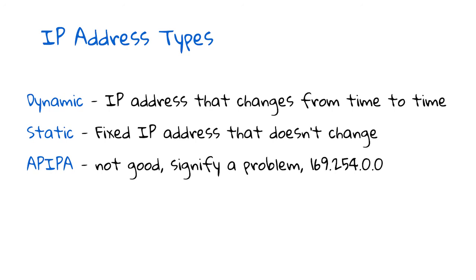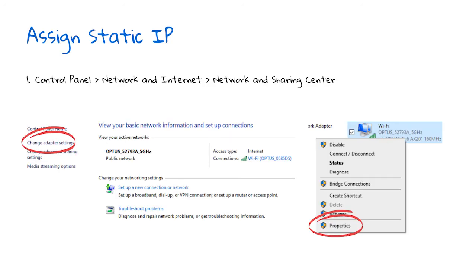The second one is static. This is when you hard code the IP address on the device, and this address doesn't change unless you manually change it. The third option is known as automatic private IP addressing, or APIPA. This option is not good. When you see yourself getting this address, then you know things are wrong. This address is only issued when the computer cannot reach the DHCP server, and it usually starts with 169.254.